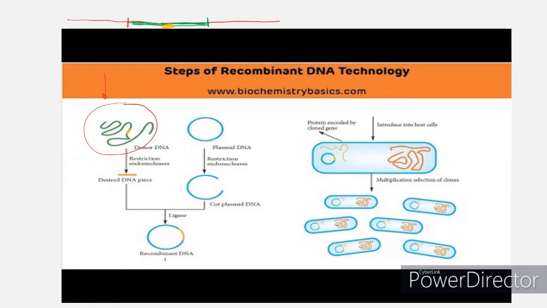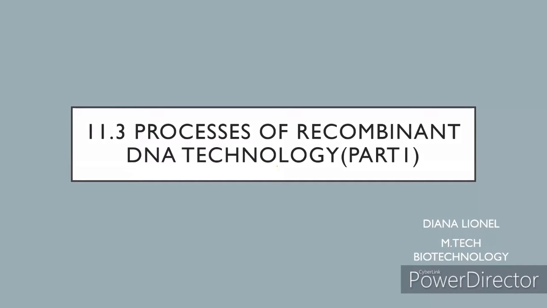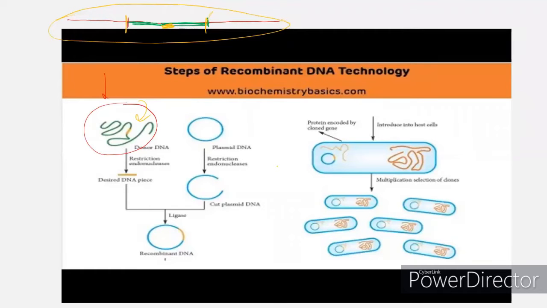So we need to isolate this particular DNA fragment. And then we need to cut this particular DNA segment. So then only we have obtained something like this. Isolation of desired DNA fragment. So a desired DNA fragment is the one which is present in yellow color. The desired DNA fragment is obtained by cutting with the help of restriction endonucleases.